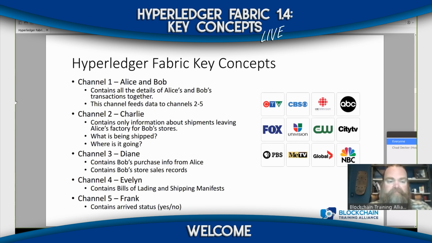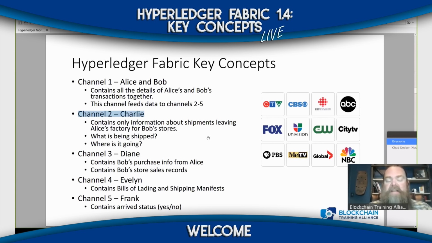So we set up a second channel for Charlie, for the shipping company. And on this channel, we copy the relevant information from channel 1 over to this channel. We copy the information about what it is that's being shipped and where it's going. The rest of the information from channel 1 that Charlie doesn't need to know about, we don't copy over into his channel. This means that Charlie has his very own channel that's full of just shipping information.